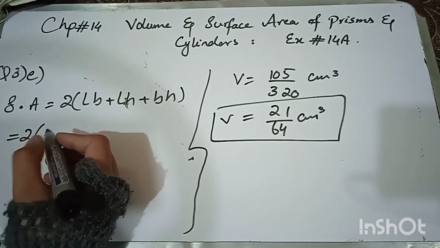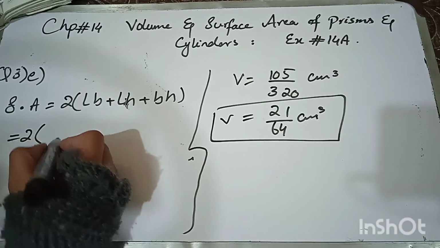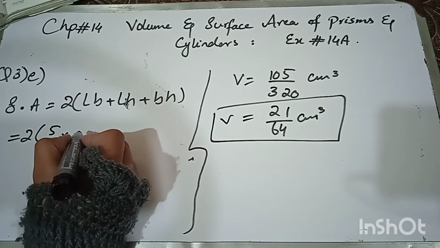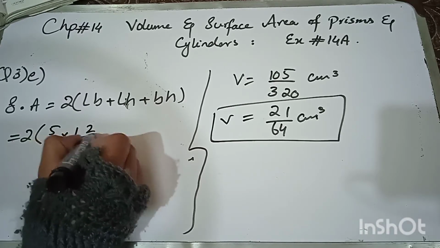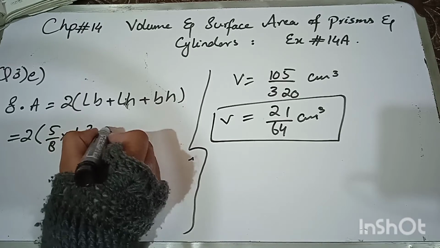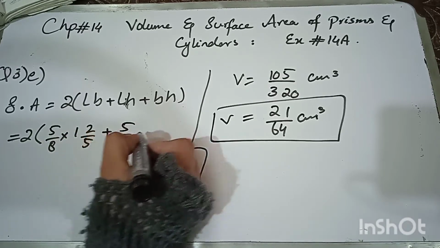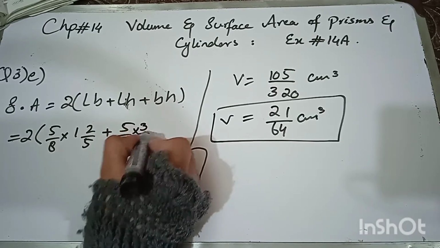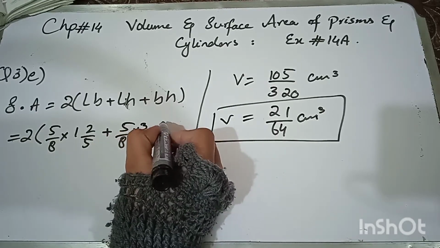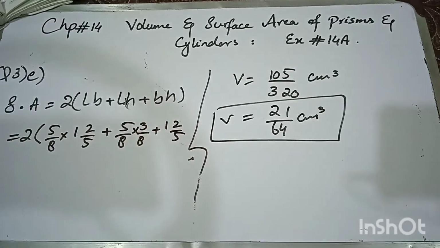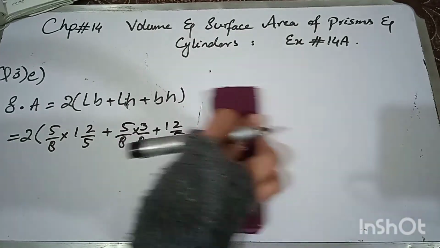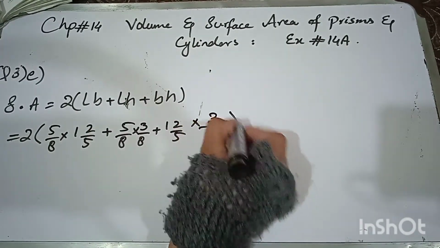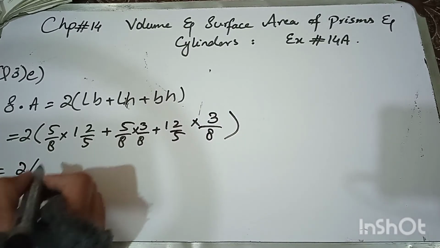Okay, so now we have to consider the length, which we have as 5 by 8, into breadth. हमारे पास क्या है, मिक्स्ड फॉर्म में है, चाहे तो मिक्स्ड फॉर्म में लिखें, चाहे तो डायरेक्ट आप इधर कन्वर्ट करके लिख लें. Then plus length, we have 5 by 8 and height given is 3 by 8. Then breadth we have 1 whole 2 by 5 and height given is 3 by 8. ठीक है, इसको सिंप्लीफाई कर लेते हैं.